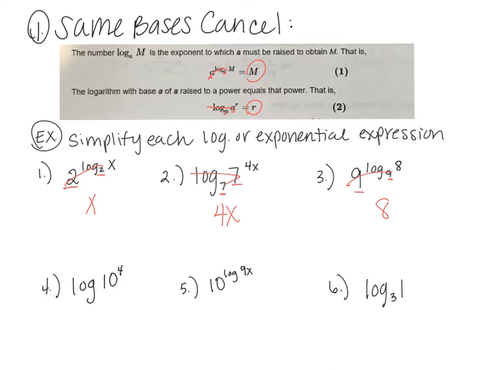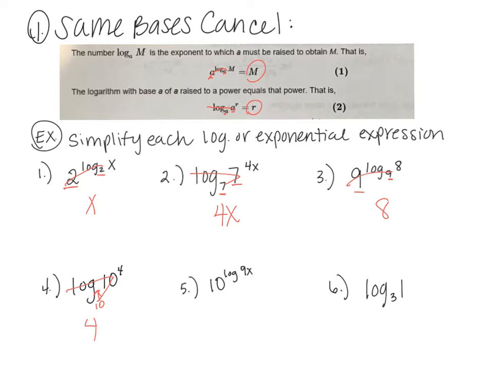Looking at this next one, we see that there is no base. So you're wondering, well, what am I going to do here? How are they going to match? But remember, when there's no base, the property is that there's really a 10 there. We looked at that base the other day. So this really is the same thing, bases cancel, leaving me with a 4.